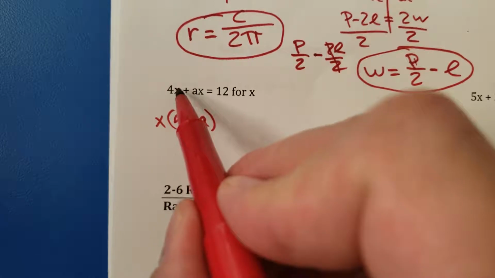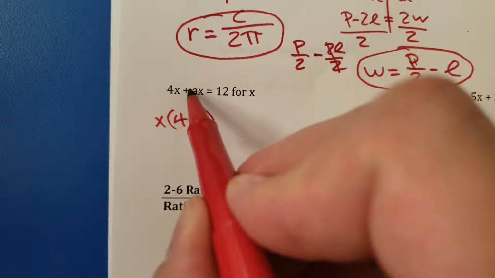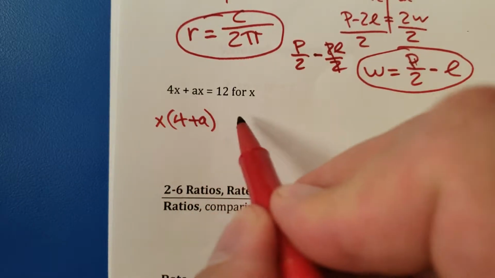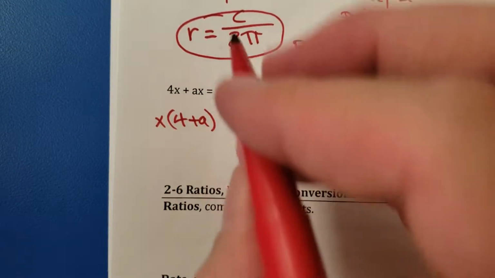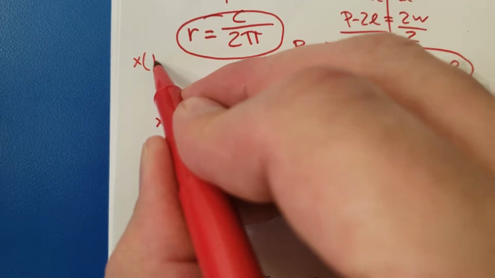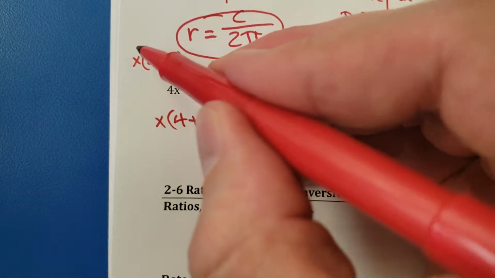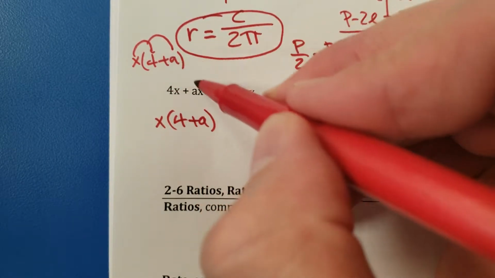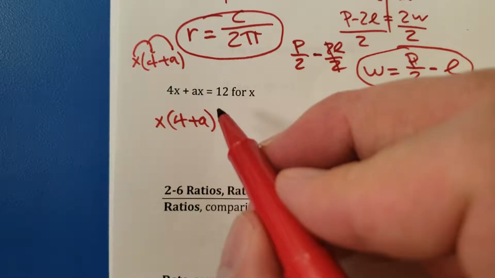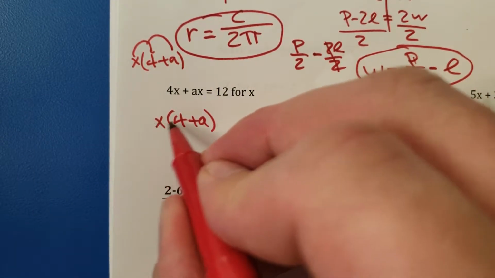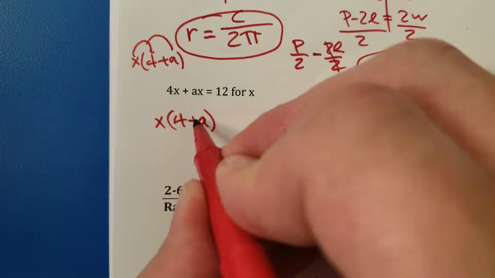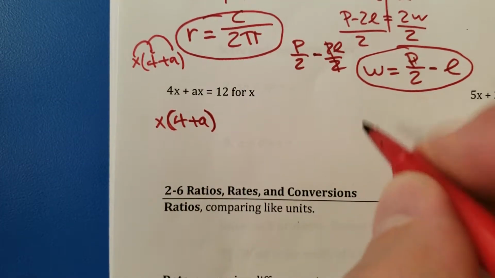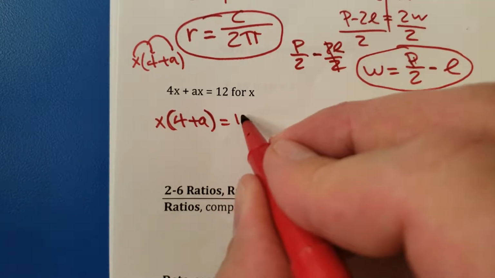Well, I just thought in my mind, this is 4 times x, this is a times x. That's the same thing as x times that group, because if I distributed this x, I'd have 4x and then a times x. So basically, I'm just doing reverse distribution. They both have an x in common, so take the x out and rewrite the group in its own grouping symbol.